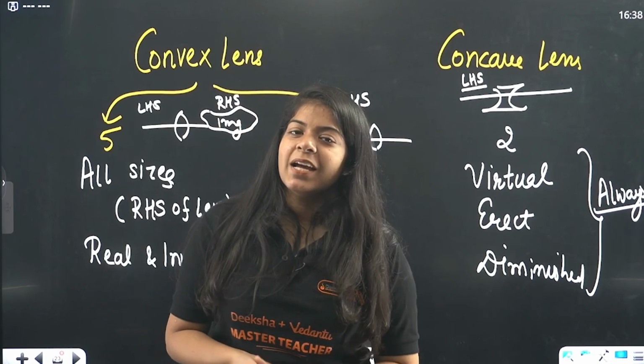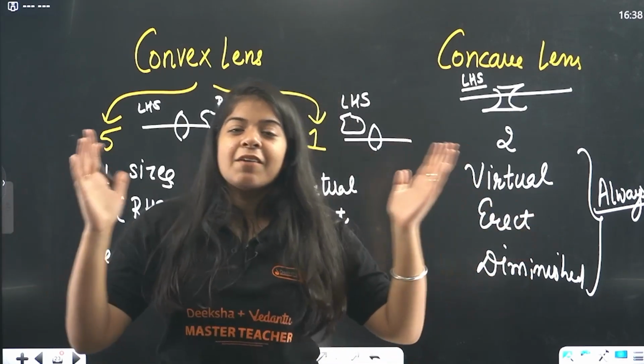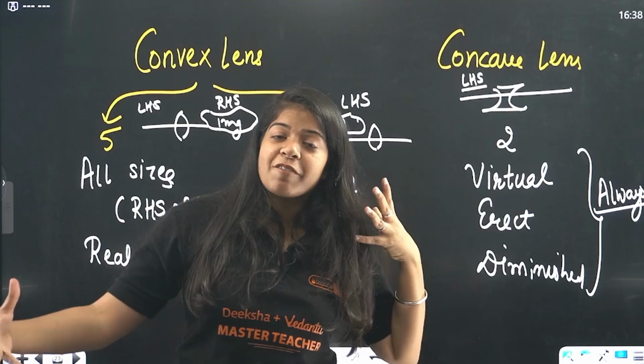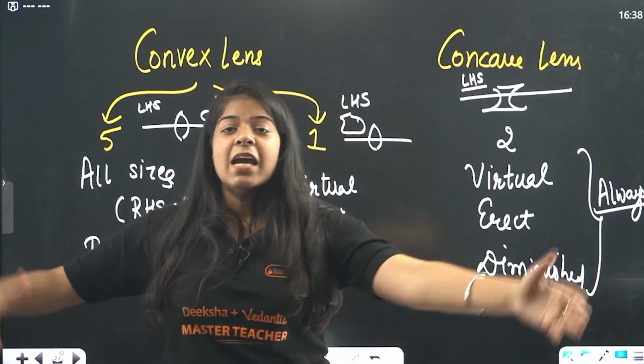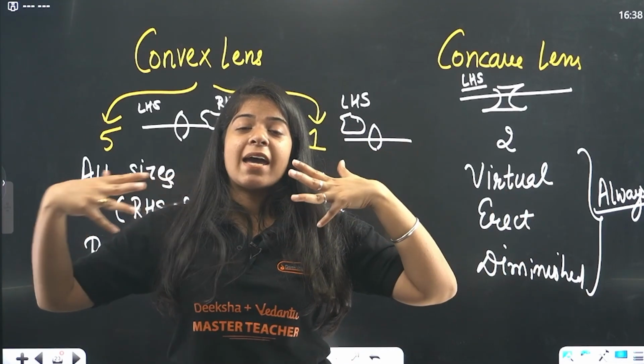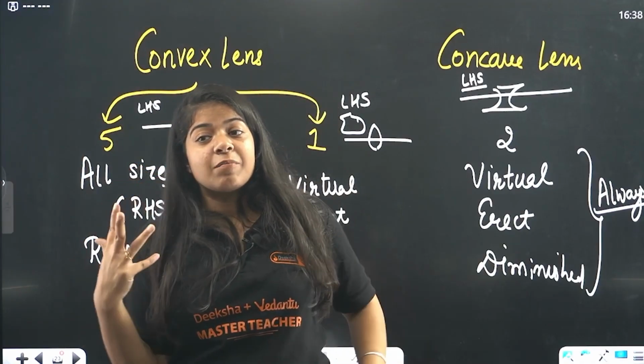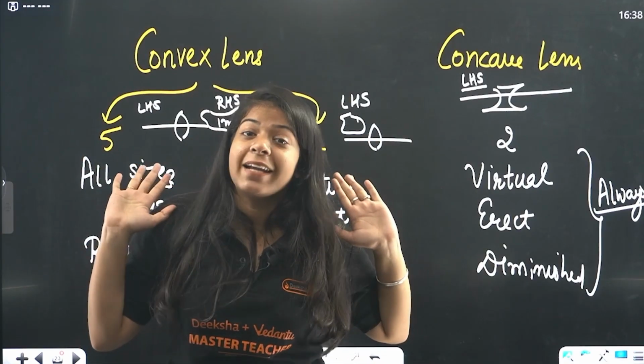Understood? Okay, now that is it for this video. In this video we covered everything, all cases of mirrors, all cases of lenses, concave mirror, convex lens, their sign conventions and everything. The object is always on the left hand side, and the images according to our ray diagrams.